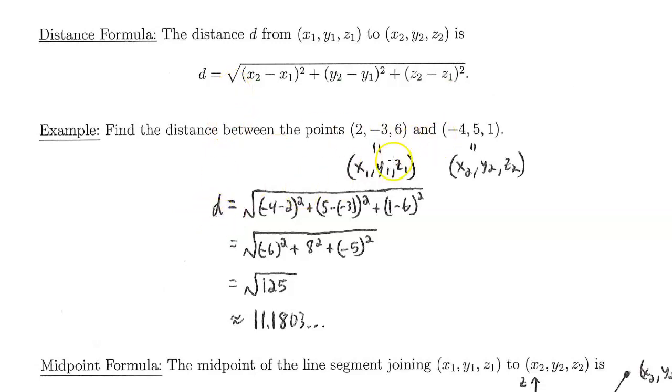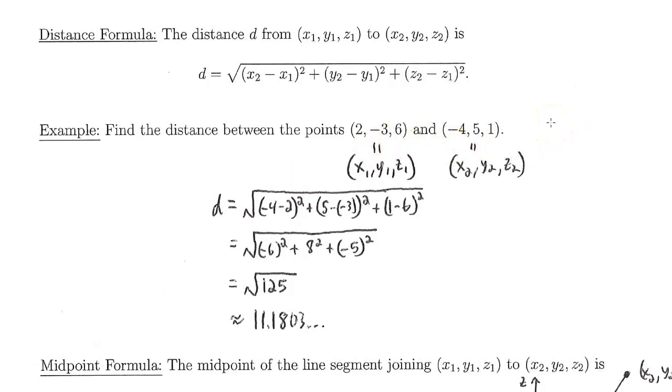So d is the square root of (-4 minus 2) squared, plus (5 minus -3) squared, plus (1 minus 6) squared. Okay, and if you work this out, this is the square root of (-6) squared plus 8 squared plus (-5) squared, and that ends up being the square root of 125. Okay, so it's a little bigger than 11. So it's pretty simple to find the distance between 2 points in 3-dimensional space.